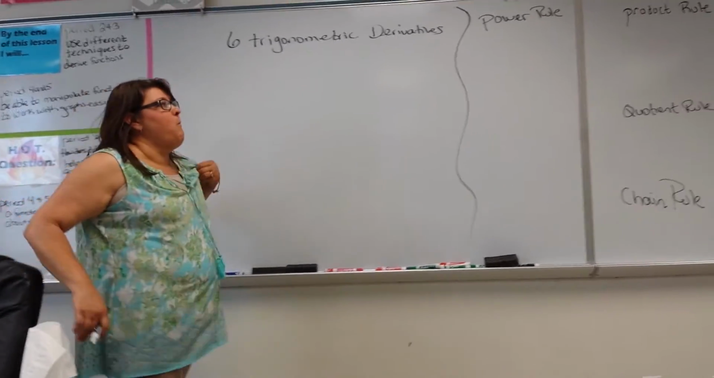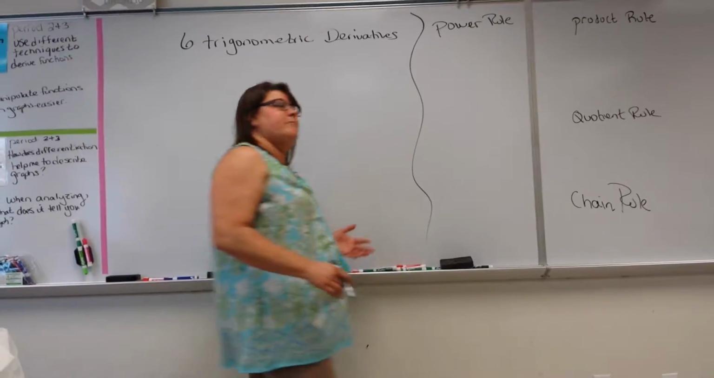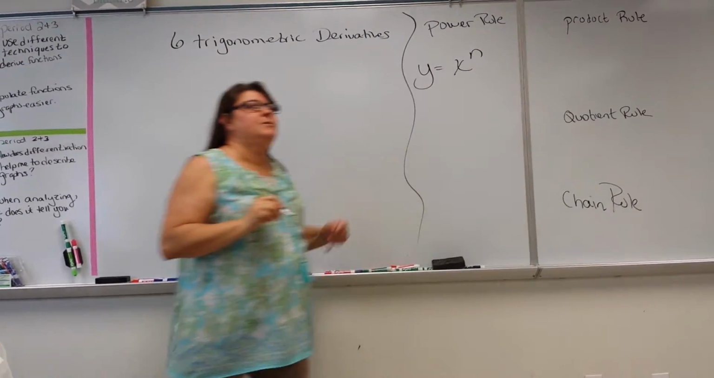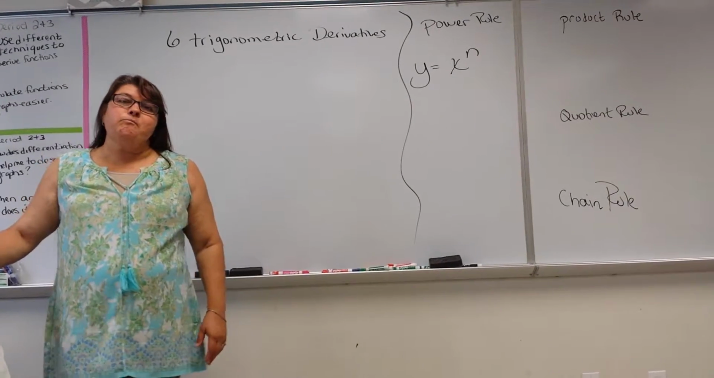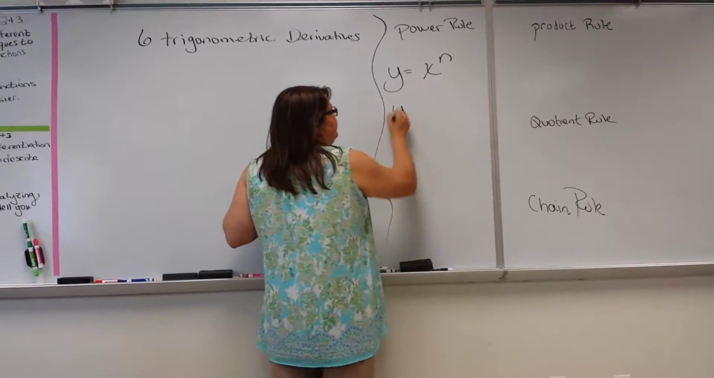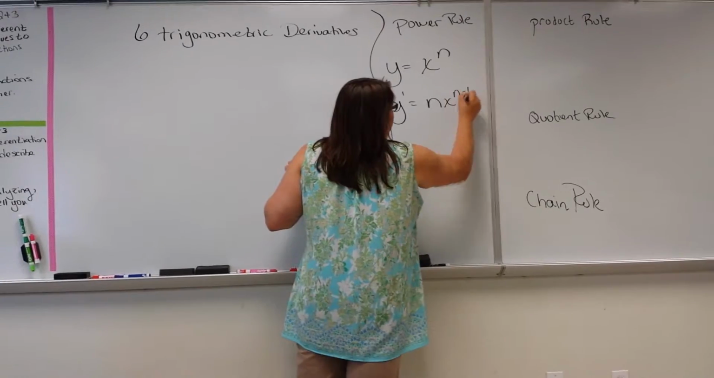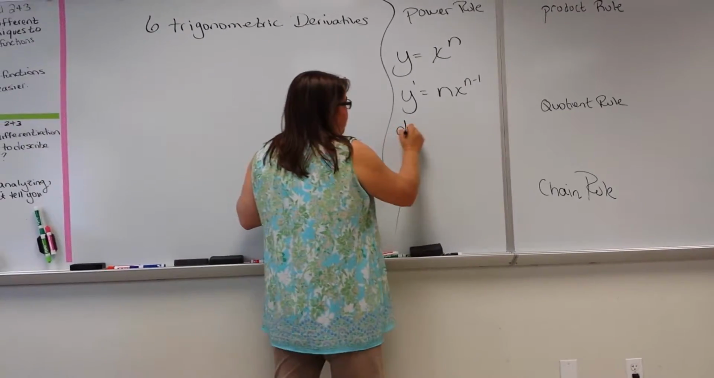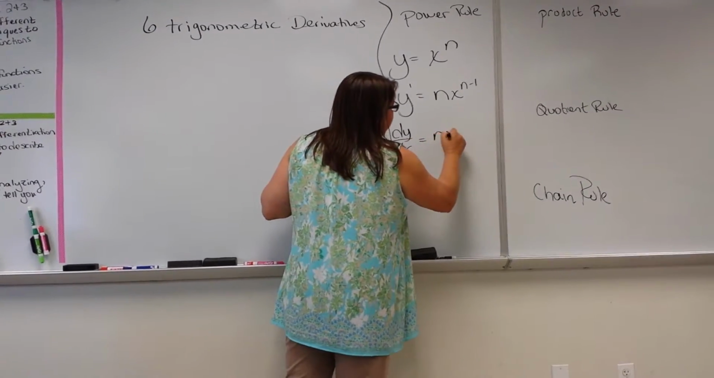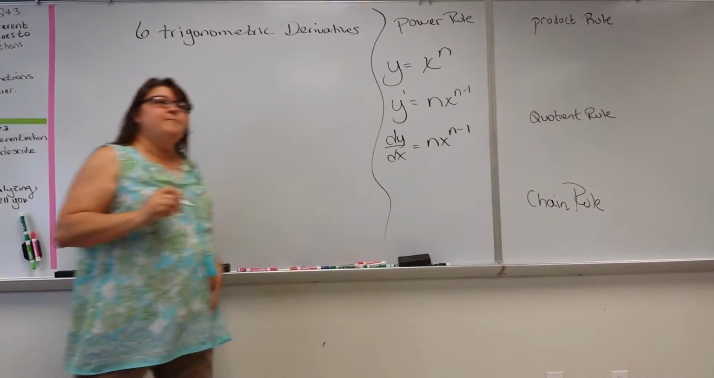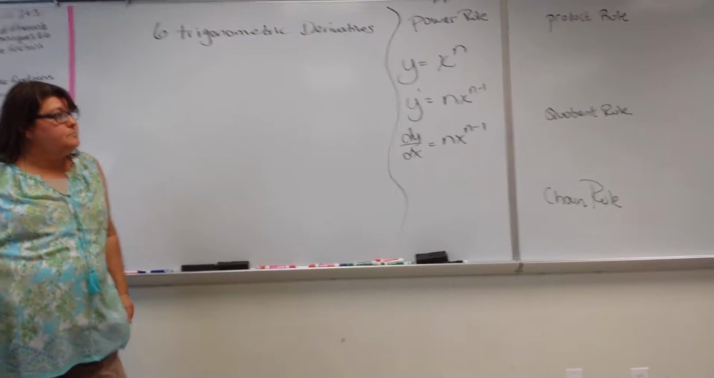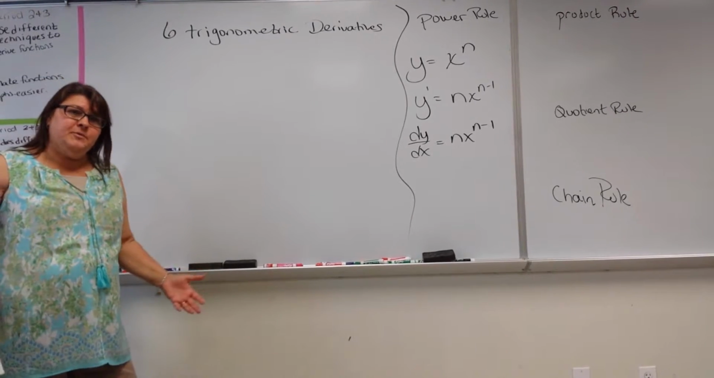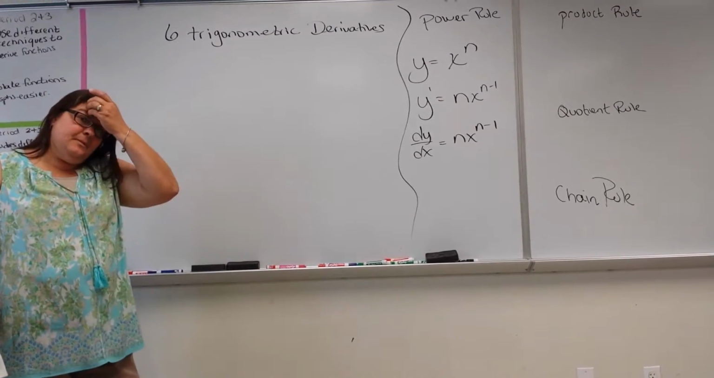Okay, so the power rule. If our function is y equals x to the n, then the derivative is n x to the n minus 1. Instead of y prime, what else could I have written? dy over dx. Either one works, right? Are we good? Any questions about how that one works? That should be really comfortable and very familiar for you guys.